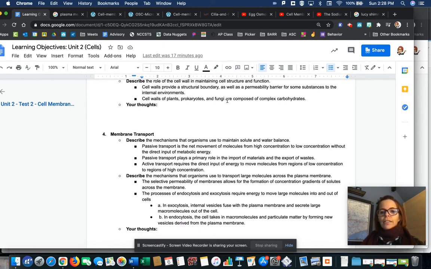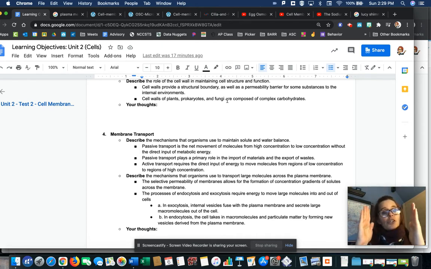The importance of the cell wall: maintaining cell structure and function. So in a plant cell, the cell wall, plants don't have skeletons. So the cell wall is what allows plants to stand upright. And we're talking about non-woody plants. Wood is a whole other thing that we could talk about another day, but green plants.